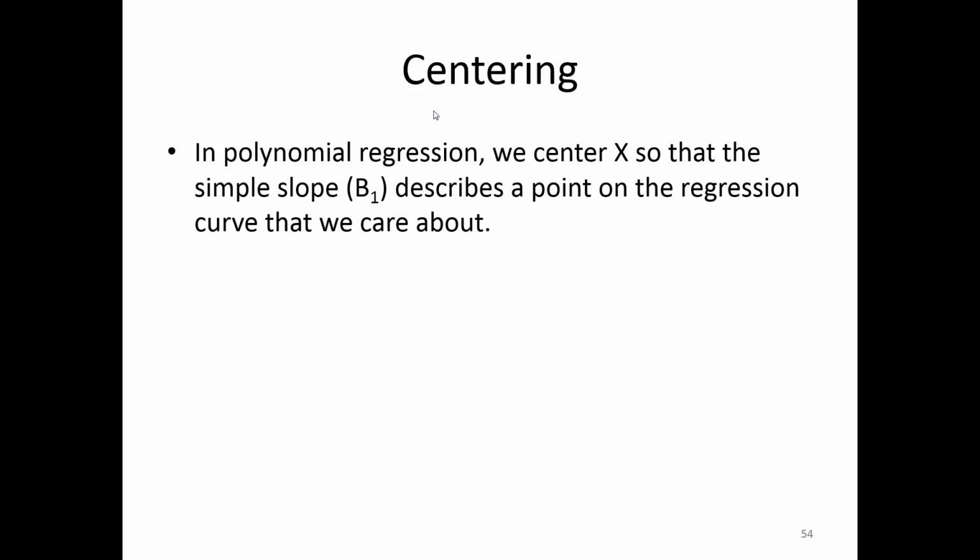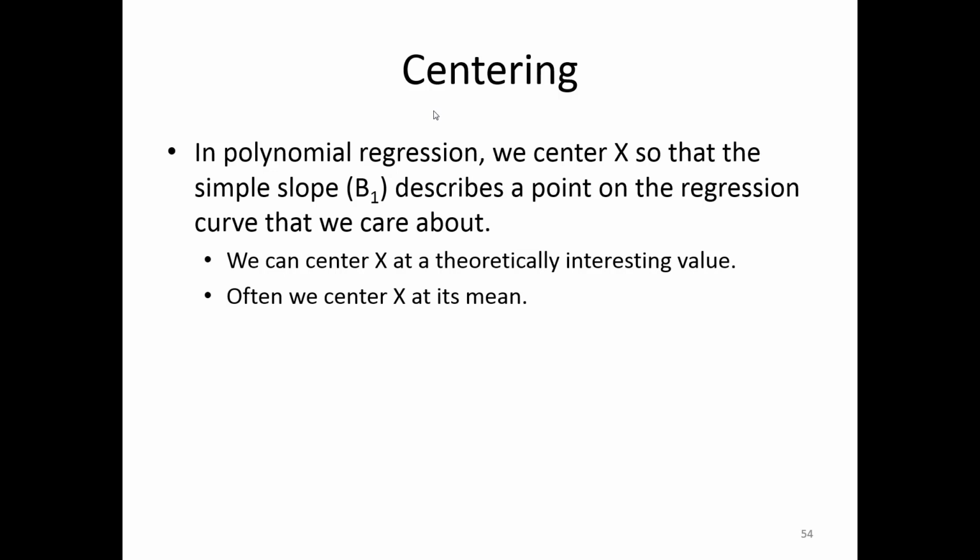Recall that in polynomial regression we center x, so the simple slope describes a point on the regression curve that we care about. There we are interested in looking at those simple slopes for a low value of x, a middle value like the mean, and then a high value of x. Or we could center at a theoretically interesting value, like a clinical cutoff score, or a value that's been really focused on in a particular literature. But often, as a default, we just center x at its mean if we don't have any other good reason for centering x at a different value.